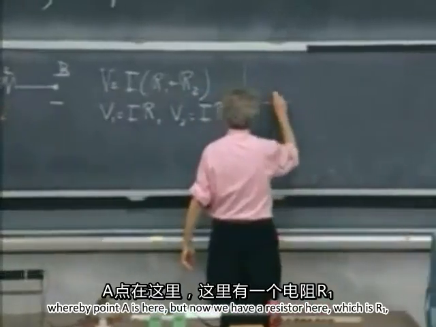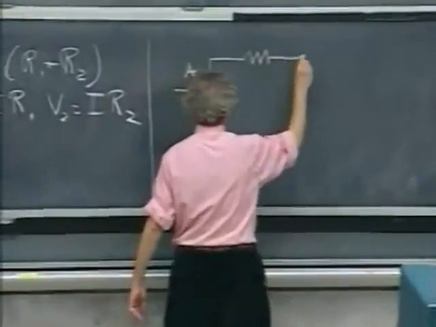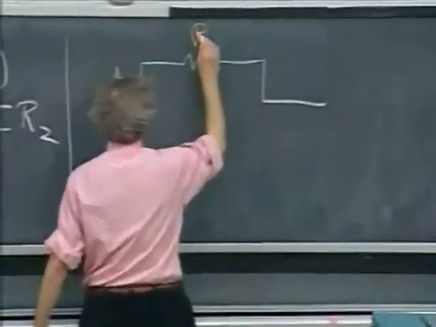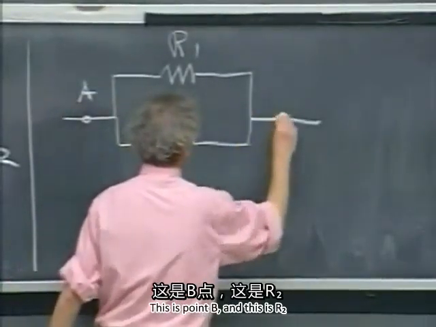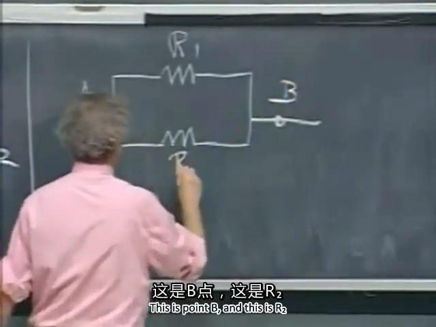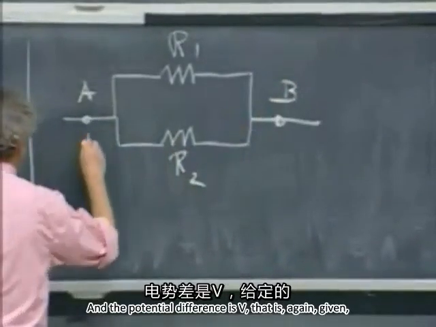We could now have a slightly different problem, whereby point A is here, but now we have a resistor here, which is R1, and we have here R2. And this is point B. And the potential difference is V, that is again given.